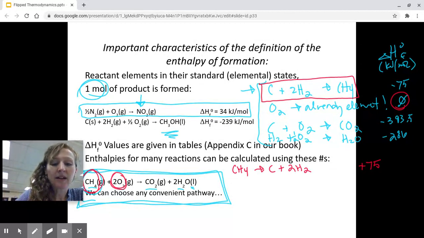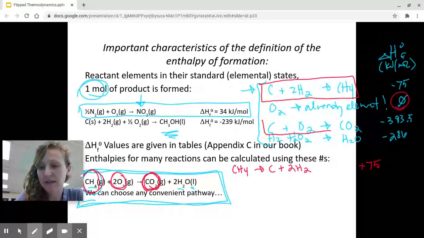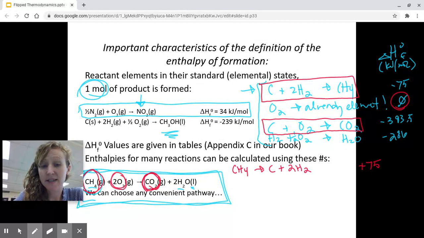All right, carbon dioxide. Carbon dioxide, I want one of them, and I want it as a product. If I look at the reaction that has carbon dioxide in it, I currently have that carbon dioxide as a product, and I currently have it as one. So I'm just going to keep that one like it is. All right, and then water.